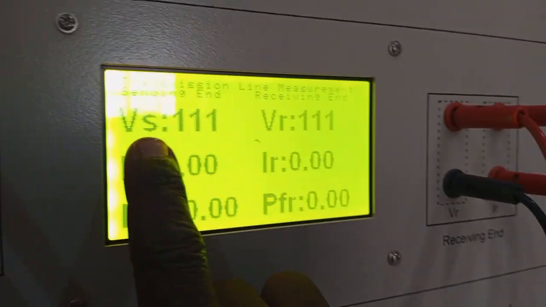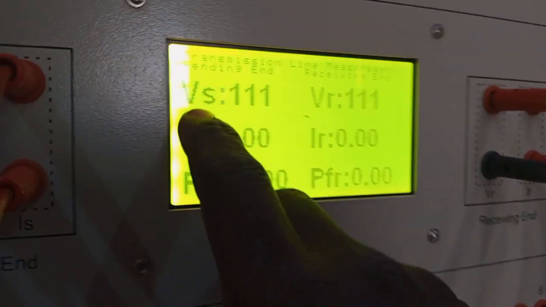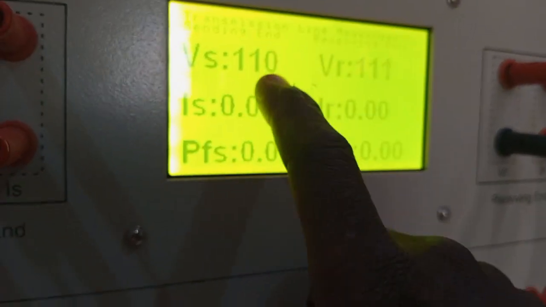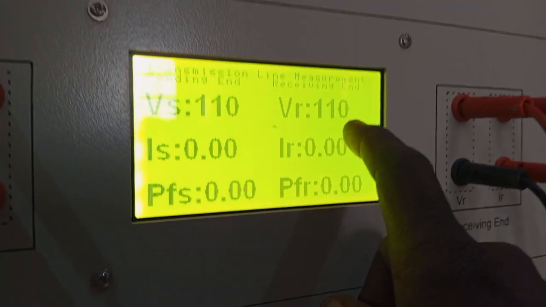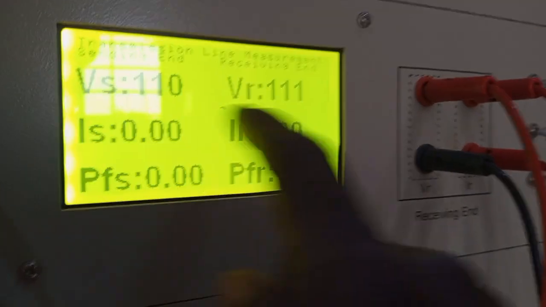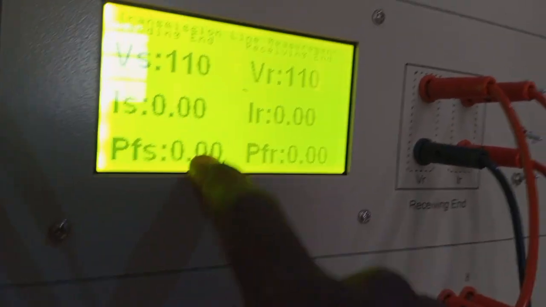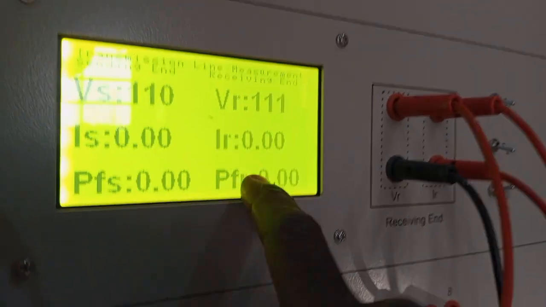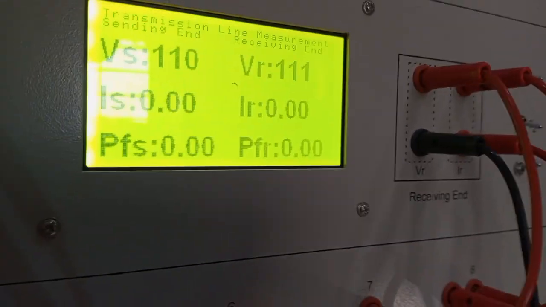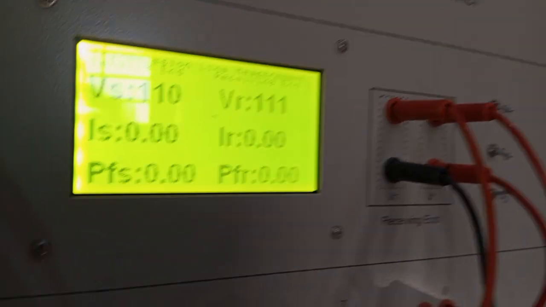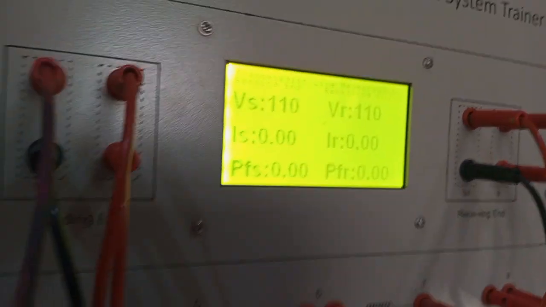The voltage of the plane is still open circuit. The sending voltage is still 111. The receiving voltage is 110. The sending current is 0. The receiving current is still 0. The power factor is 0, so there's no way we have a power factor since there's no current flowing in the circuit. That means we have no load. No load across.